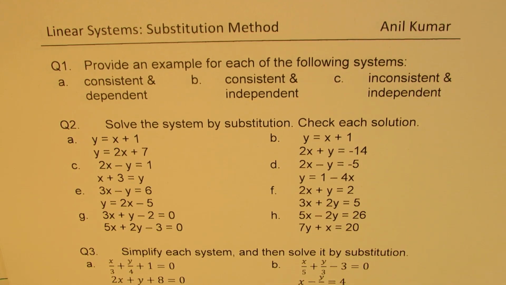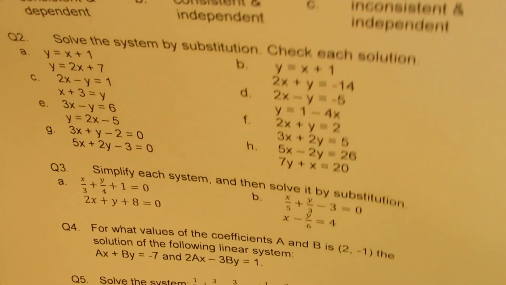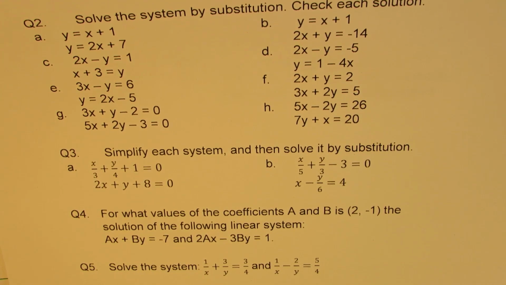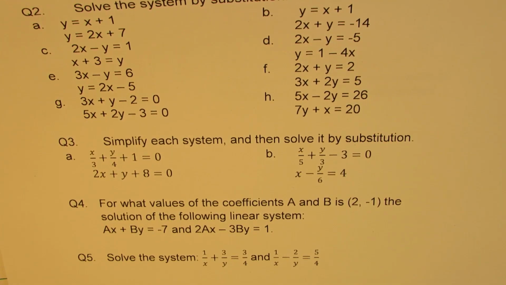Right, so I think you can see clearly questions 1 to 3. Now you can also copy the questions 4 and 5, right? So last question is kind of a thinking question where we are trying to solve a system which involves equations 1 over x plus 3 over y equals 3 over 4 and 1 over x plus 2 over y equals 5 over 4. Now these equations are not linear equations. However, we'll use the strategies which you have learned in solving linear systems to solve a nonlinear system also. So that will be of great importance.